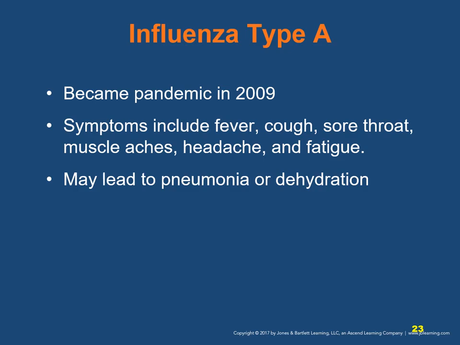Influenza type A, an animal respiratory disease that has mutated to infect humans. In 2009, the H1N1 strain of influenza type A became pandemic, an outbreak that occurs on a global scale. Symptoms include fever, cough, sore throat, muscle aches, headache, and fatigue. May lead to pneumonia or dehydration.